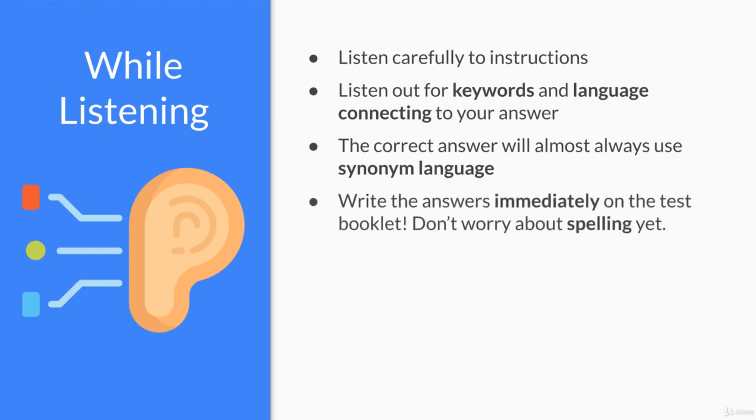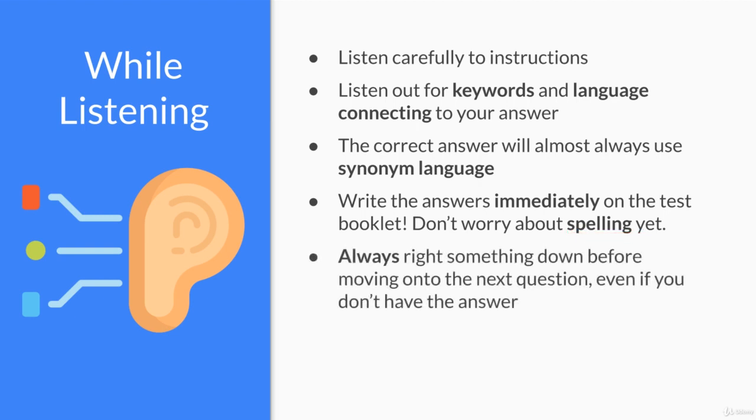Next, when you hear the answer, write it down immediately, and you should be writing it down on the test booklet. Don't worry about spelling yet. So if you're not sure about how to spell a word, then don't worry about it. Just spell it to the best of your ability. And then later, when you are transferring your answers to the answer sheet, at that point, you can pay more attention to the spelling. Next, always write something down before you move on to the next question.